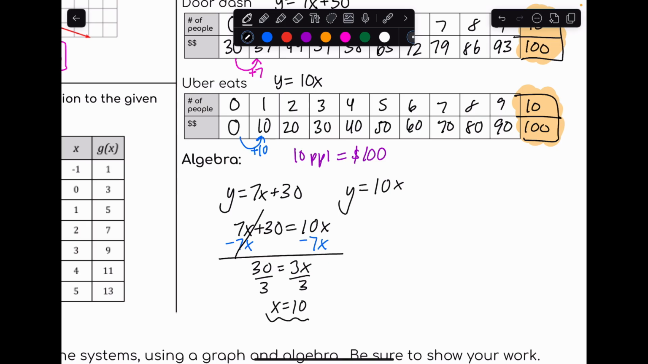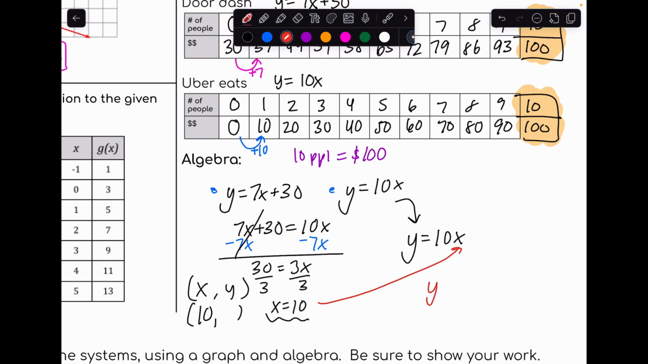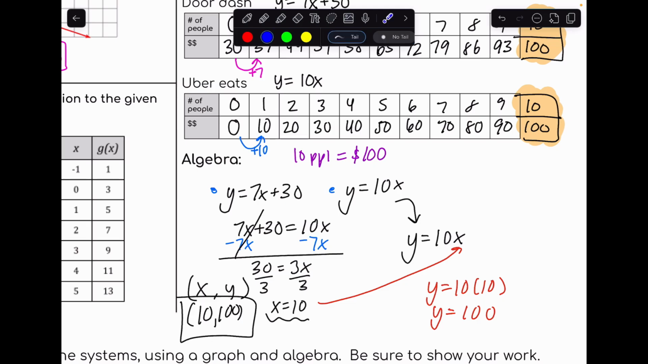So I know part of my ordered pair algebraically is 10, because an ordered pair is (x, y). Now I need to solve for y algebraically. I can use either equation, DoorDash or Uber Eats. I'm going to take Uber Eats because it's fewer steps. I plug in the x we found, so y equals 10 times 10, which gives me a y value of 100. So algebraically, I solved for the same thing as my table. If my algebra solution and my table don't match, I messed up somewhere, either creating the table or algebraically.